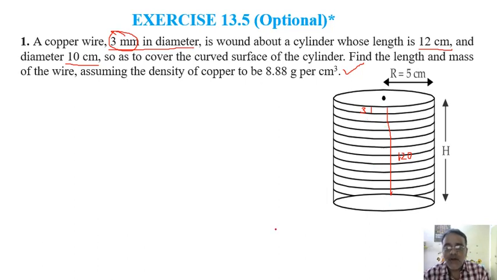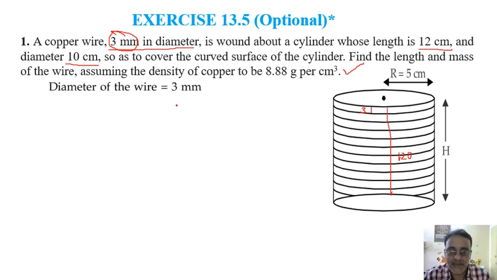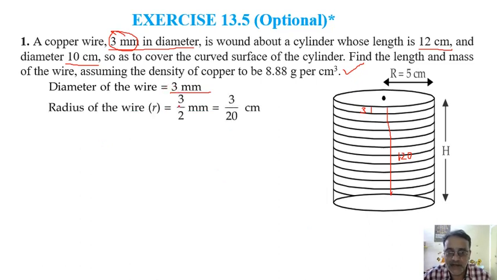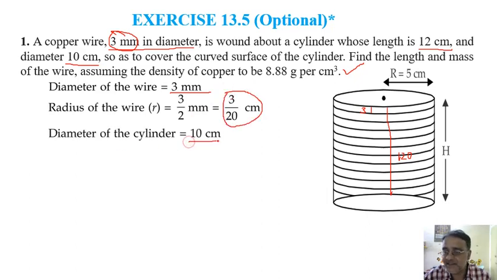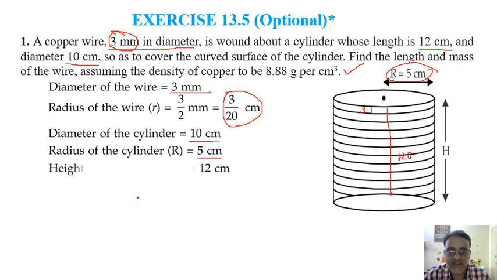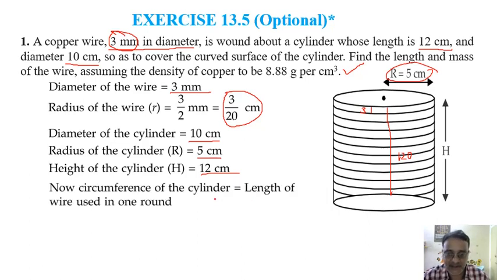So in one rotation, the length of the wire will be equal to the circumference. The diameter of the wire is given 3 millimeter, so radius will be 3/2 millimeter. Convert to centimeter, so we'll get 3/20 centimeter. And the diameter of the cylinder is given 10 centimeter, so radius of the cylinder, that is capital R, 5 centimeter. Height of the cylinder is given 12 centimeter. Now length of wire in one rotation is equal to circumference.